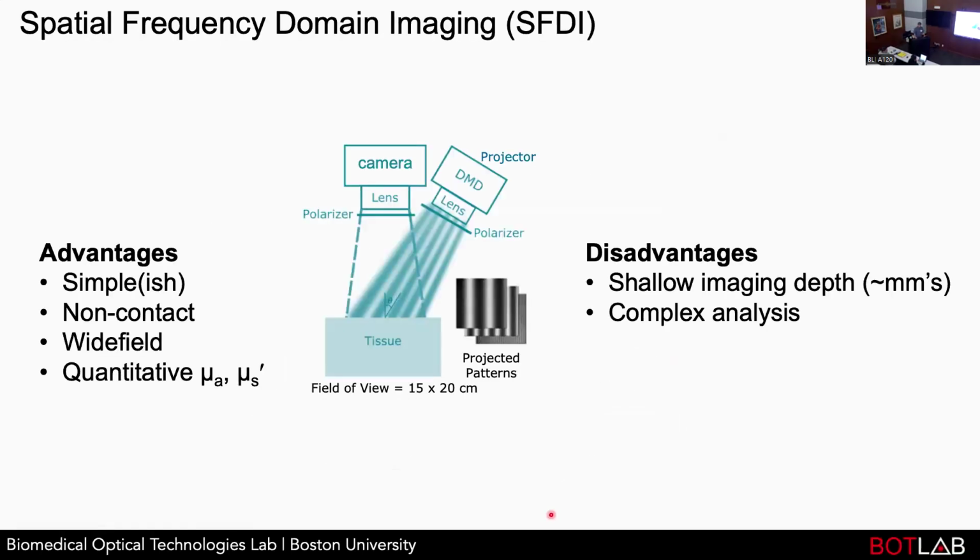So SFDI, some advantages are that it's simple-ish. You need to project these spatial patterns somehow. It's non-contact, wide field, and gives quantitative mu-A and mu-S prime in a mapping format. Some potential disadvantages are that it's relatively shallow. You're going to use this for skin or the superficial part of a resected specimen. And the analysis is typically more complex than spatially resolved measurements. Not terribly complex, but just more complex.